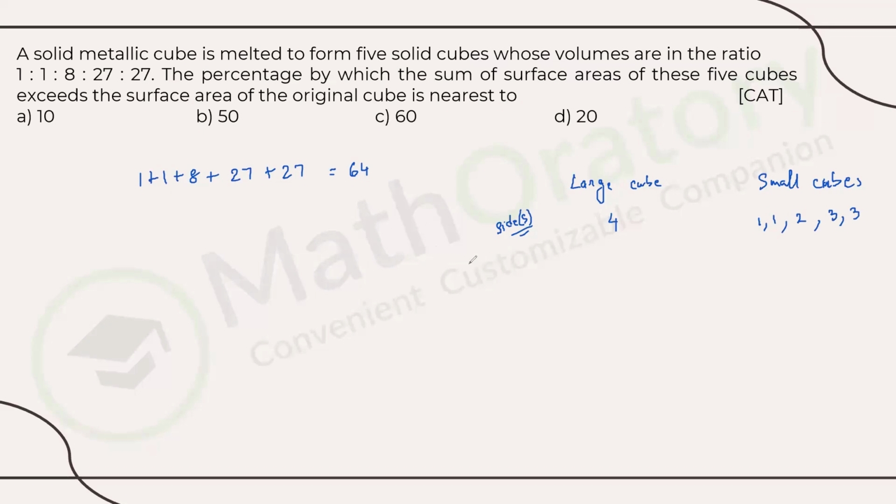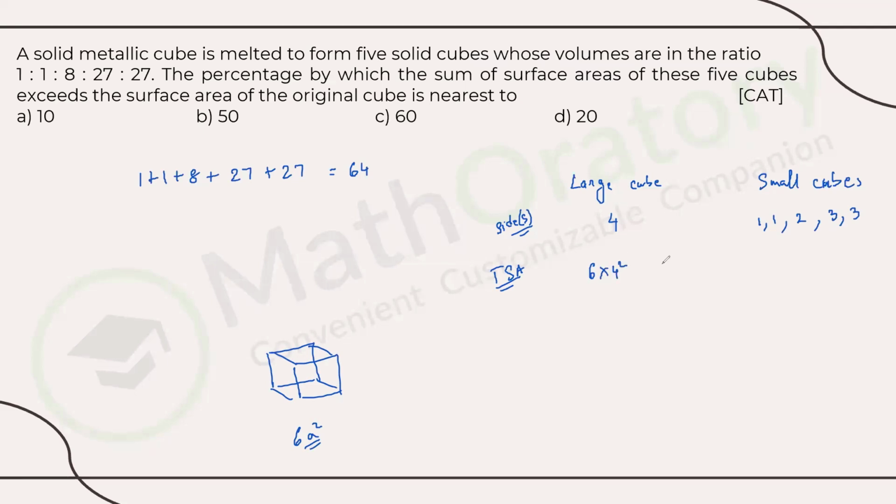So surface area of any cube is basically 6a square. If I consider any cube, each surface is a square, right? There are 6 surfaces. Each surface is a square having side a, so each surface has an area of a square. So total surface area is 6a square. So the large cube has a total surface area of 6 into 4 square.